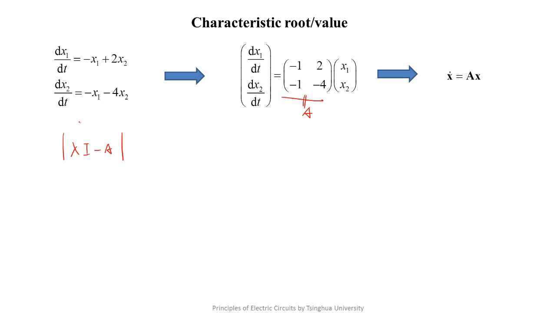in which lambda is a variable and I is the identity matrix. For this 2 by 2 matrix, the elements of its identity matrix are 1, 0, 0, and 1. In other words, only the elements on the diagonal are 1 and all other elements are 0. Lambda times I minus A is a matrix. It equals this.